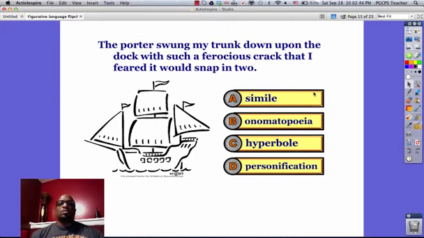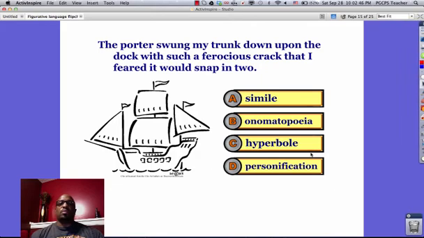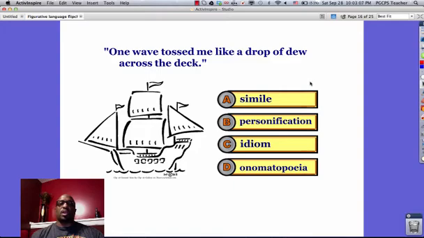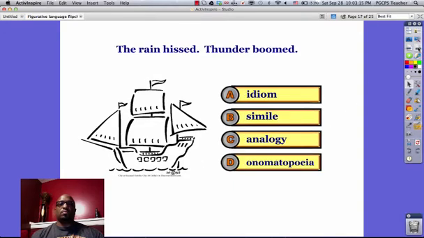All right, number two. The porter swung my trunk down upon the dock with such a ferocious crack that I feared it would snap in two. So is this a simile? Is it an onomatopoeia? Is it hyperbole? Or is it personification? Number three, one wave tossed me like a drop of dew across the deck. Simile, personification, idiom, or onomatopoeia. All right, I think this is number four. The rain hissed, thunder boomed. Idiom, simile, analogy, or onomatopoeia.